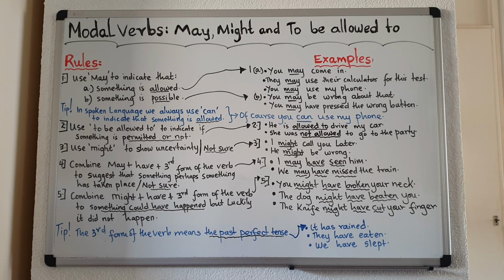Combine may plus have plus the third form of the verb to suggest that maybe something has taken place, maybe it did not happen. And finally, combine might plus have plus the third form of the verb when you want to suggest that something could have happened, but luckily it did not happen. Okay?